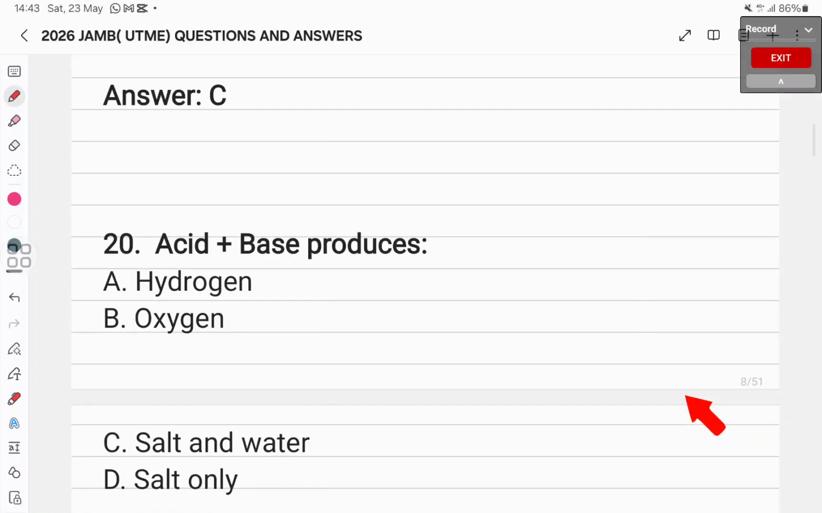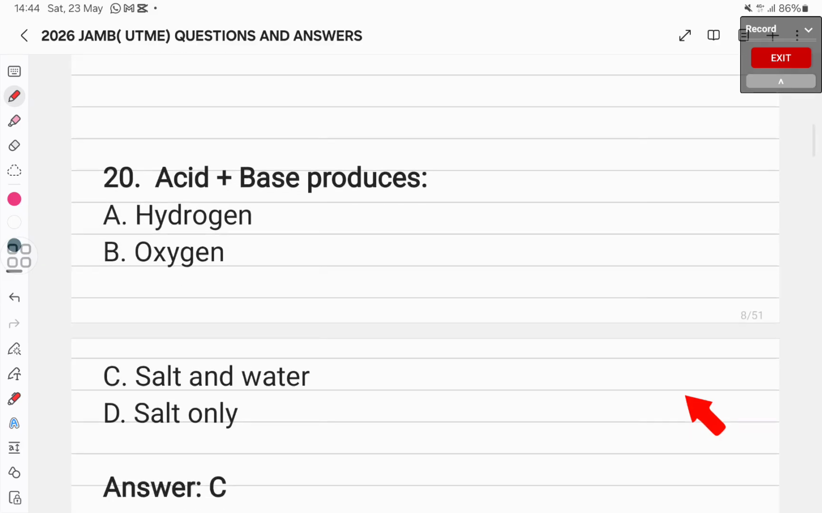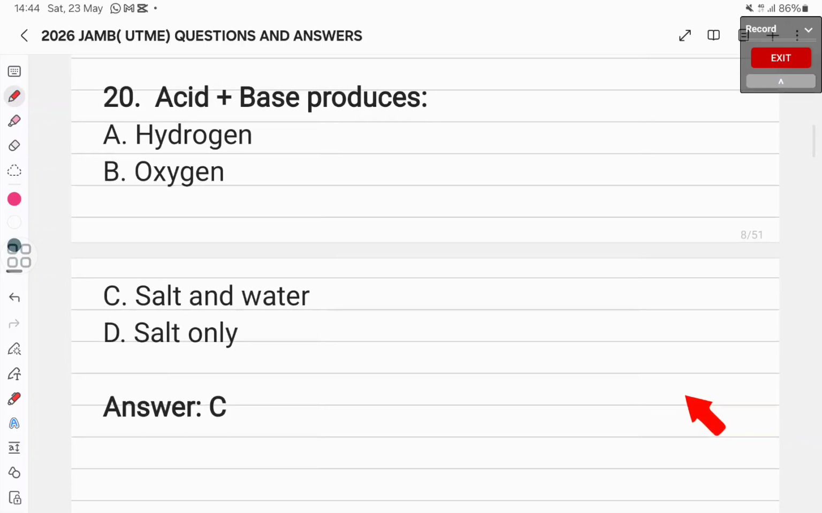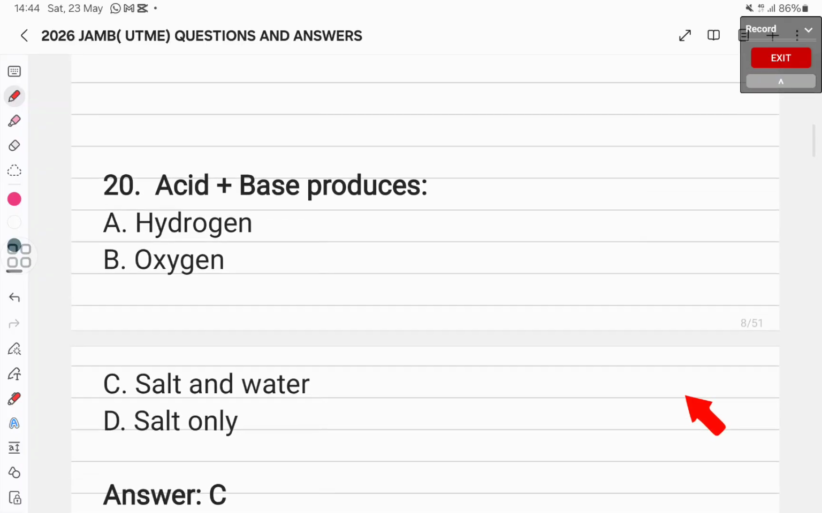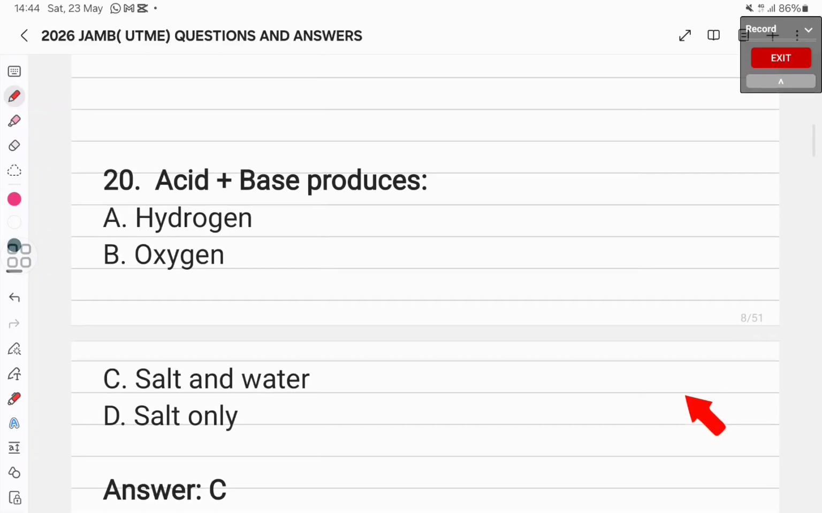Question number 20. Acid and base produces what? That is the reaction between acid and base. Acid reacts with base to produce what? This is what we call a neutralization reaction. And the products are salt and water only. The correct option is C.